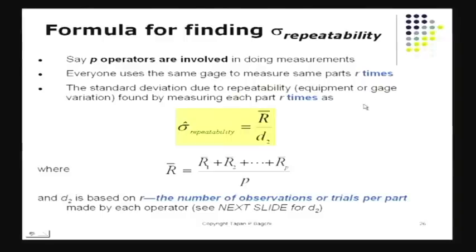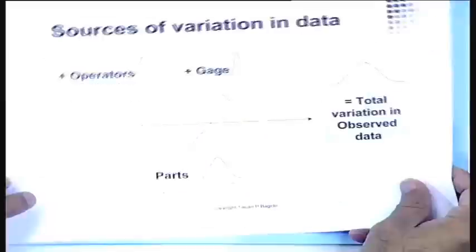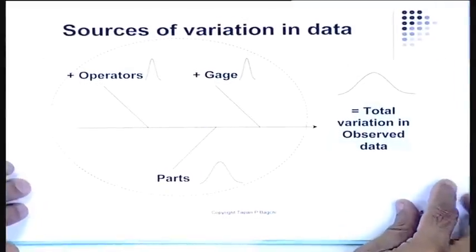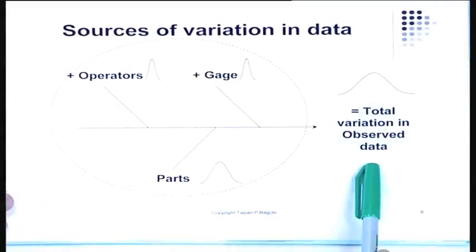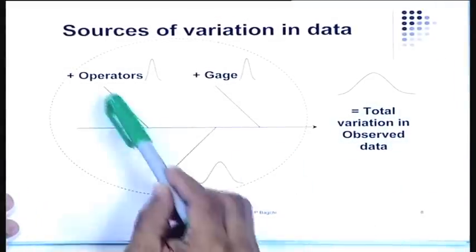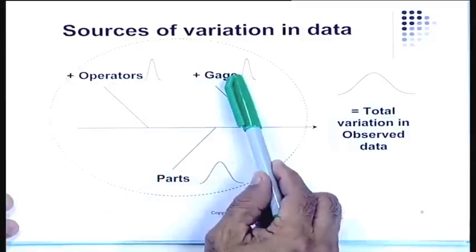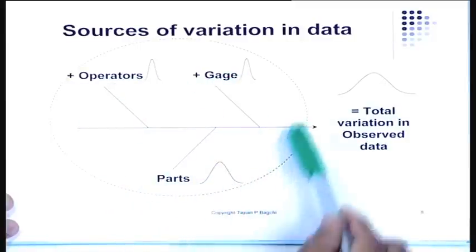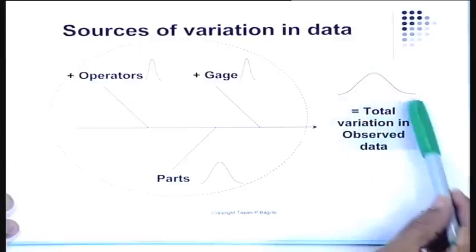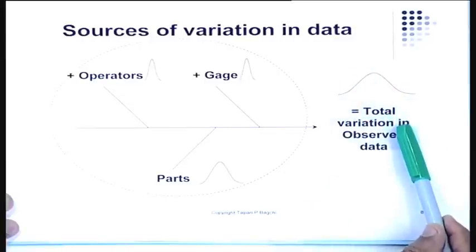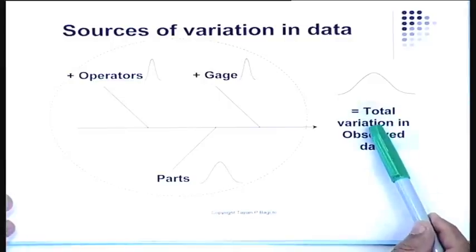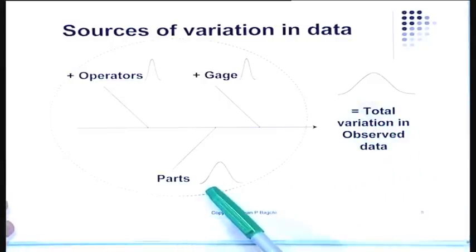How do we actually find this? I'll be showing you a couple of points here. Remember, my old picture was like this. I have a total variation, which is partly due to the operators, partly due to the gauge, and partly of course due to the true part. These three contribute to this total variation. What ideally I would like to see is this total variation comprising only part variation.